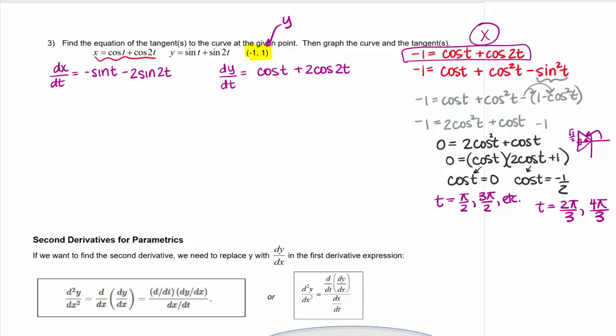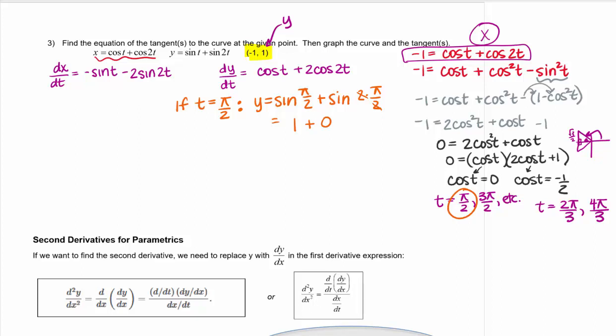This is that substitution again. So if t, and I'll erase these when I'm done here, if t is pi over 2, y is sine pi over 2 plus sine 2 times pi over 2. So that would be 1 plus sine of pi is 0, and there it is. But what's important to note is not all of these are going to lead to correct answers.